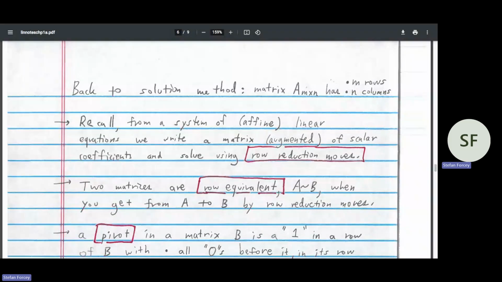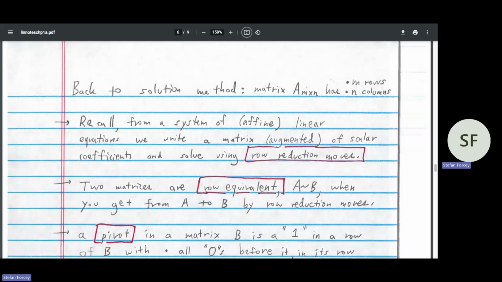...to the solution of a system of linear equations. Remember, we had decided to solve using a matrix. We'll say the matrix is called A, and sometimes we'll say m by n, and that means it has m rows and n columns. Columns are variables, rows are the equations.